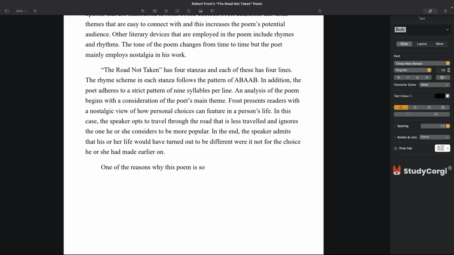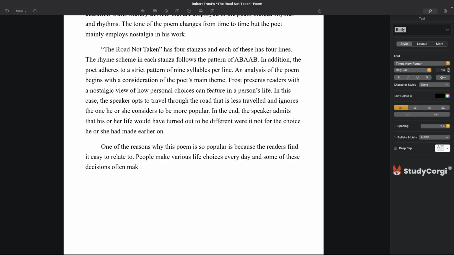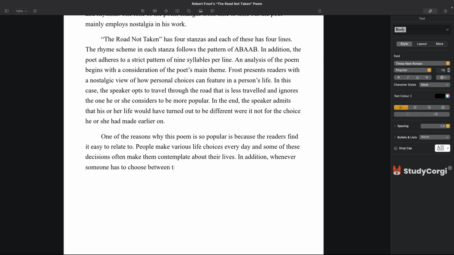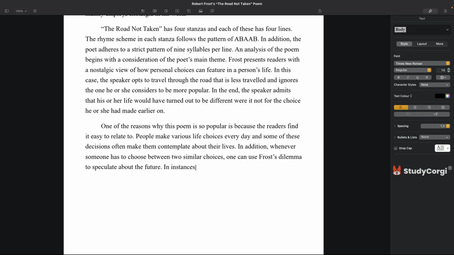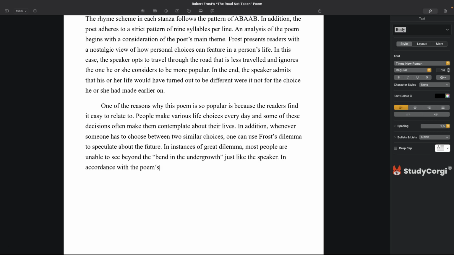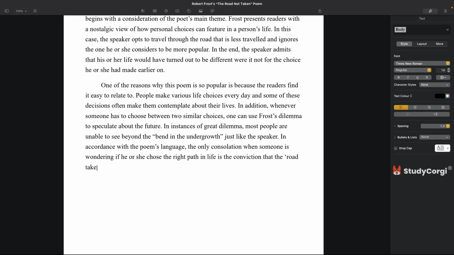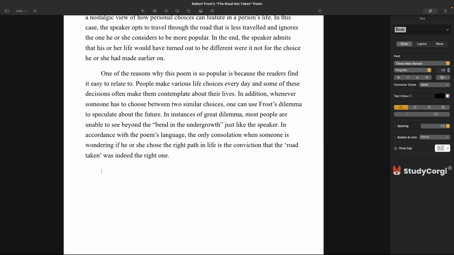One of the reasons why this poem is so popular is because the readers find it easy to relate to. People make various life choices every day, and some of these decisions often make them contemplate about their lives. In addition, whenever someone has to choose between 2 similar choices, one can use Frost's dilemma to speculate about the future. In instances of great dilemma, most people are unable to see beyond the bend in the undergrowth, just like the speaker. In accordance with the poem's language, the only consolation when someone is wondering if he or she chose the right path in life is the conviction that the road taken was indeed the right one.